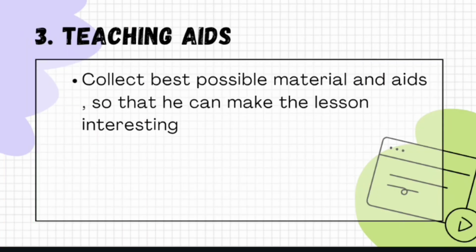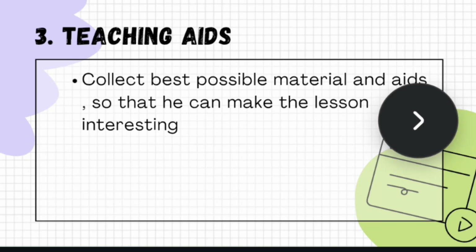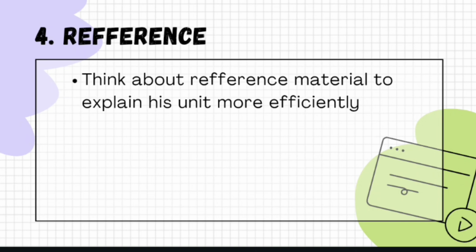Third is teaching aids. The teacher should collect the best possible material and aids so that he can make the lesson interesting and enable students to understand the lesson with ease and enjoyment. Fourth is reference. The teacher should also think about the reference material so that he can explain his unit more effectively, like the pictures or charts, by doing some performance or activities, by telling the stories or events, etc.